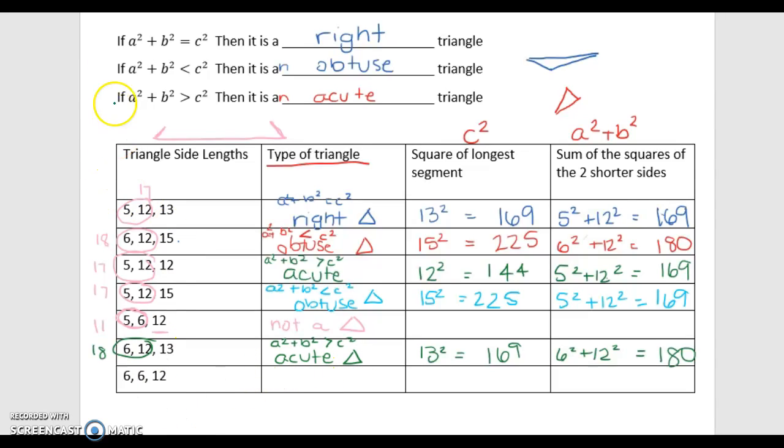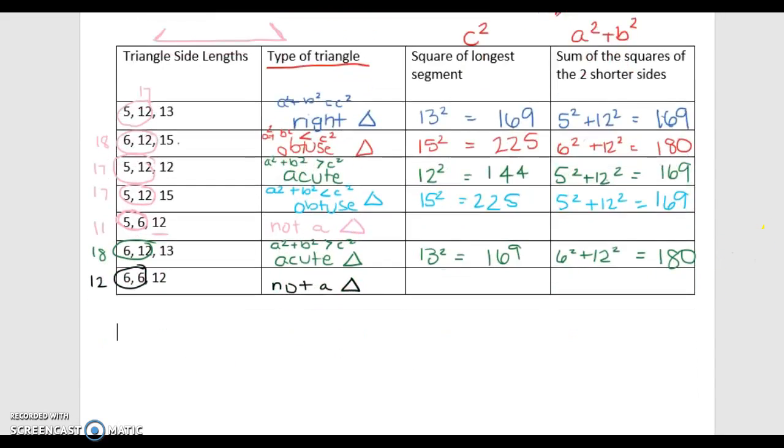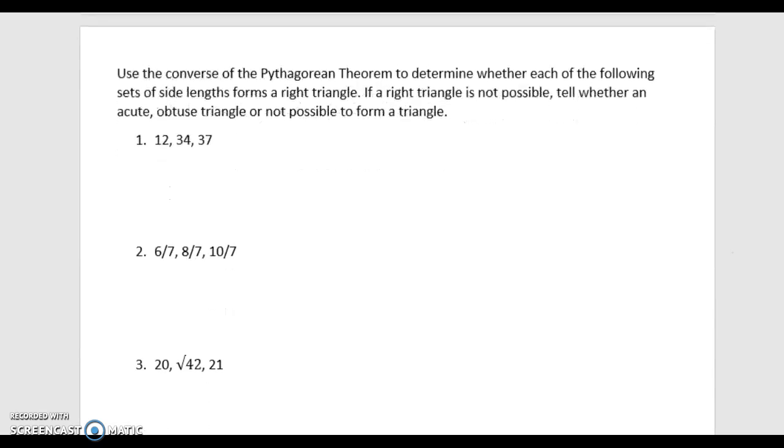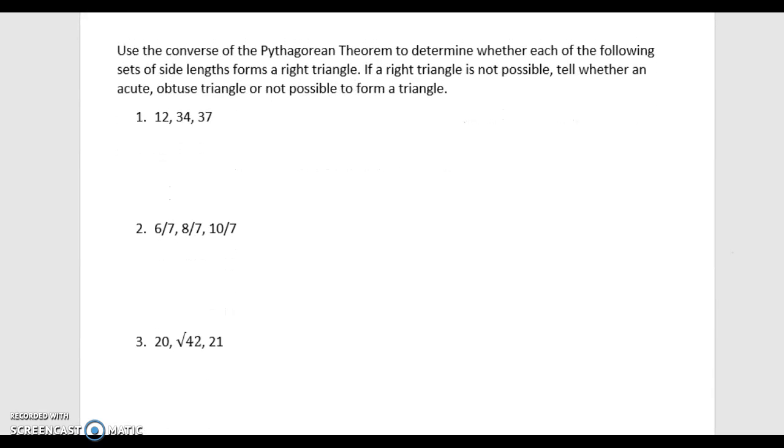Okay, and then the last one, remember we always double check, is 6 plus 6 is 12. Is that greater than 12? No. So is this a triangle? No, not a triangle. Easy peasy. Okay. Moving on. Not really moving on. We're just going to do a little bit more practice.